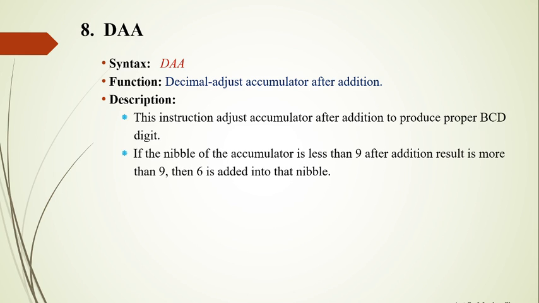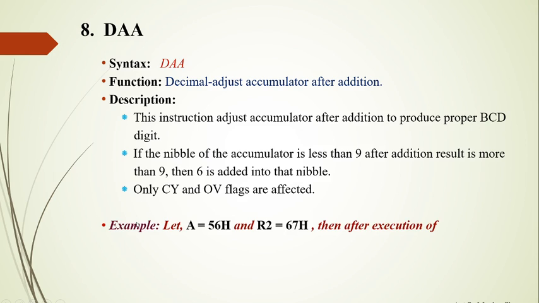So if a nibble of the accumulator is greater than 9 after addition, then 6 is added into that nibble. So when the addition takes place between two registers or two numbers, and the result's lower or upper nibbles are greater than 9, then 6 is added into those nibbles. Only the carry and overflow flags are affected during the execution of this instruction.